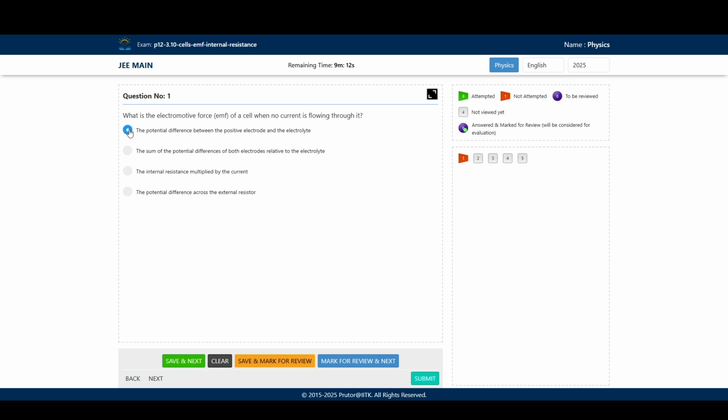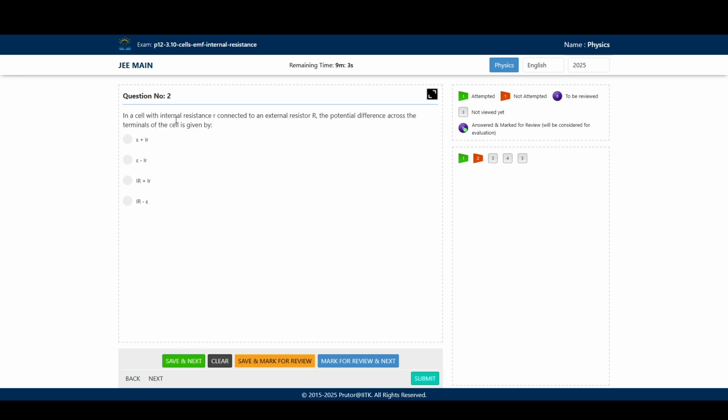Someone said A. I am only marking the answer you are telling me in chat. Second one: in a cell with internal resistance r connected to an external resistor R, the potential difference across the terminals of the cell is? Someone is saying second option. The maximum current that can be drawn from a cell with EMF E and internal resistance r occurs when? Someone is saying 3.